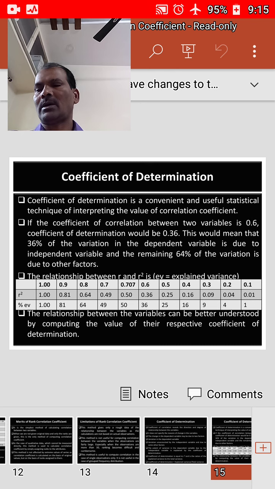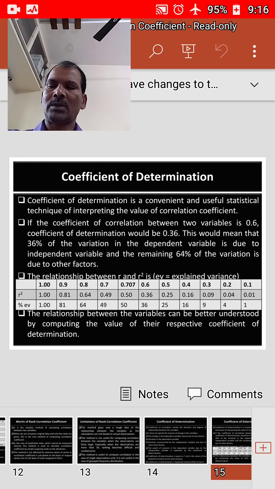It is clear from the table that as the value of r decreases from its maximum value of 1, the value of r square also decreases, but at a more rapid rate. Usually the value of r is greater than the value of r square, unless r is equal to 0 or 1, in which case r is equal to r square. Further, the value of the coefficient of determination is always positive. The value of r square may quite often mislead the readings.